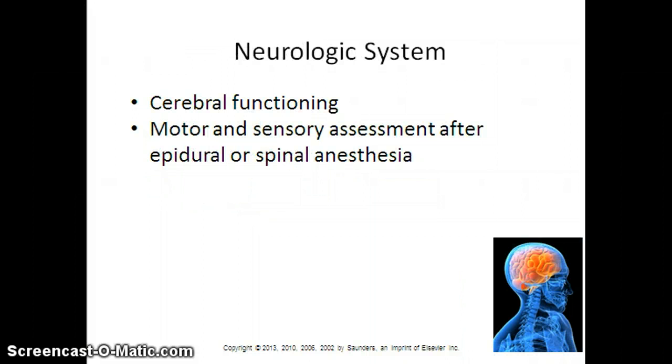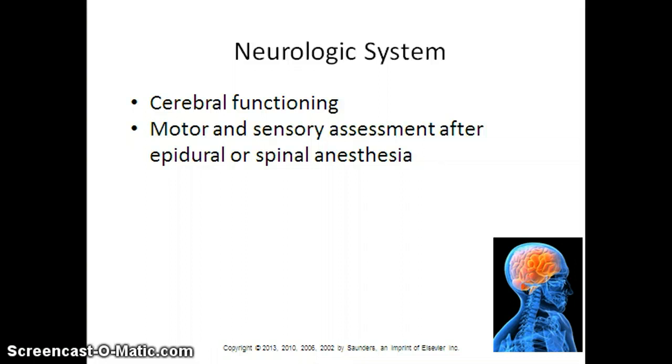Neurologic system. With the neurologic system, we're going to be assessing our patient's level of consciousness. As I said, they may seem confused or disoriented when they initially wake up, but as time progresses, that will improve. So we do want to look at neurologic functioning. Compare the patient's baseline neurologic status obtained prior to surgery and make sure it's comparable with the findings post-operatively.